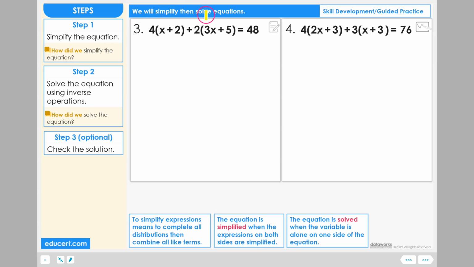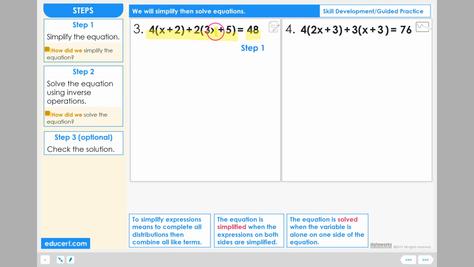Let's simplify and then solve the equation in number 3. Step 1. Simplify the equation. On this equation, we have a left-hand side expression that's very long, and there's a lot of simplifying that needs to take place. On the right-hand side, it's already simplified because it's just one number, 48. There is no distribution and no like terms to be combined.